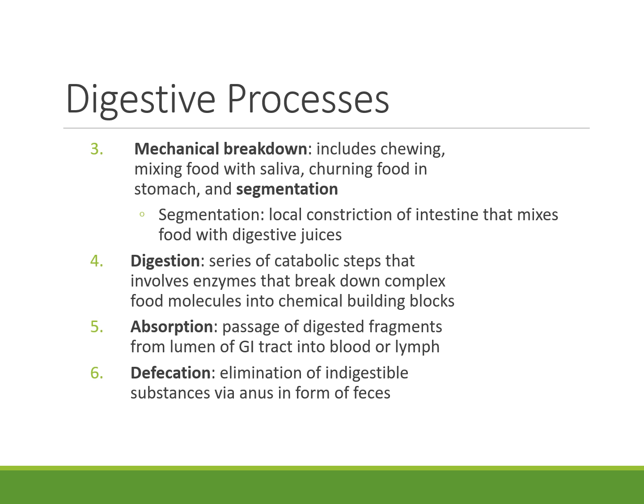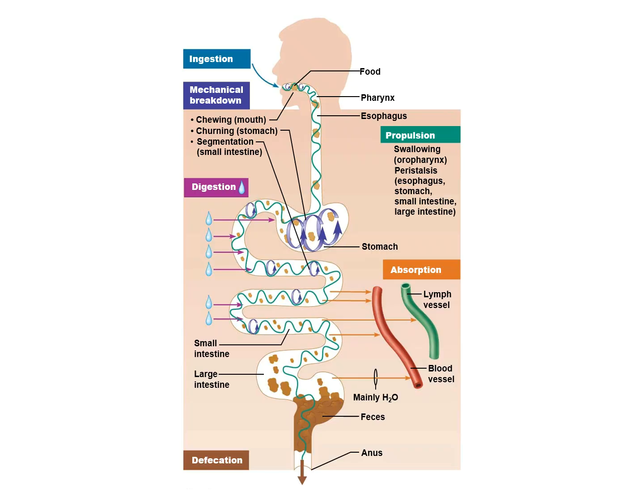Digestion is the catabolic steps that use enzymes to break down those complex food molecules, meaning carbohydrates, proteins, and lipids, into their individual building blocks. Absorption is passing those fragments over from the lumen of the GI tract into the blood or the lymph. And then defecation is the elimination of anything that we were unable to digest and break down. So there's the whole idea. We start with ingestion and we get all the way through that process.